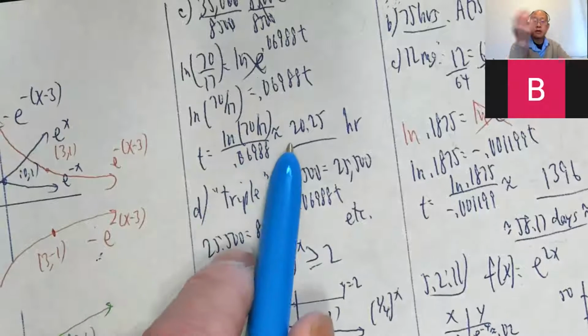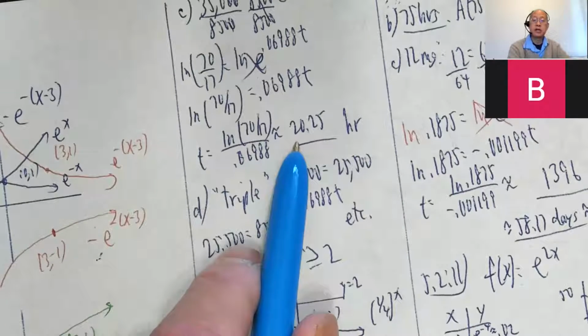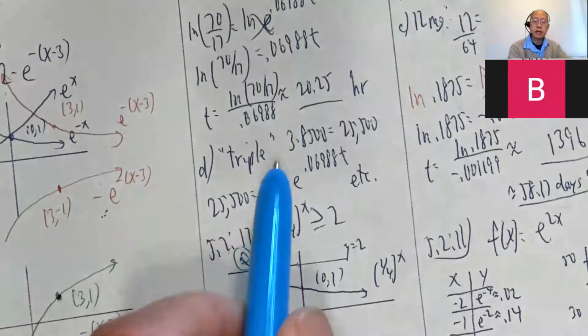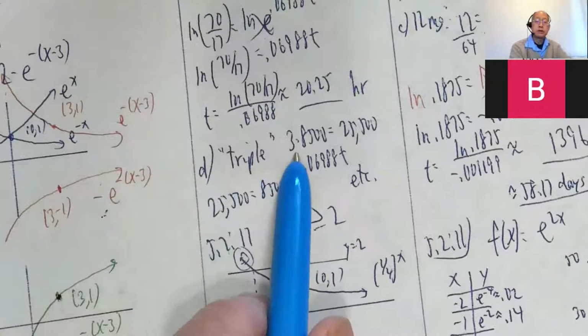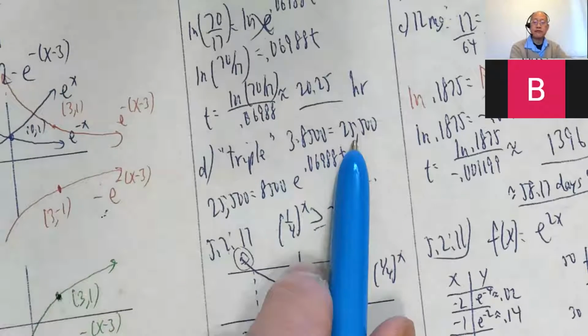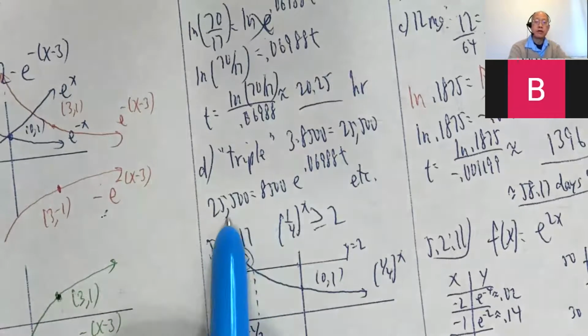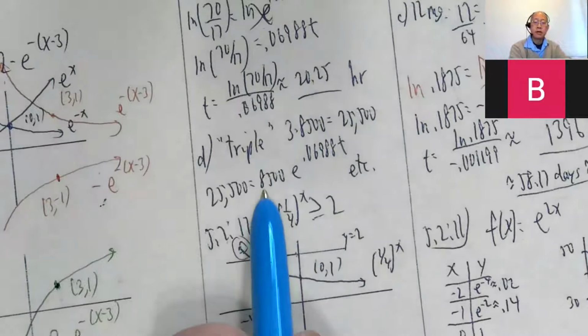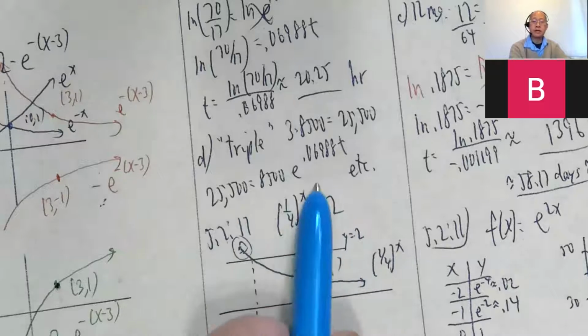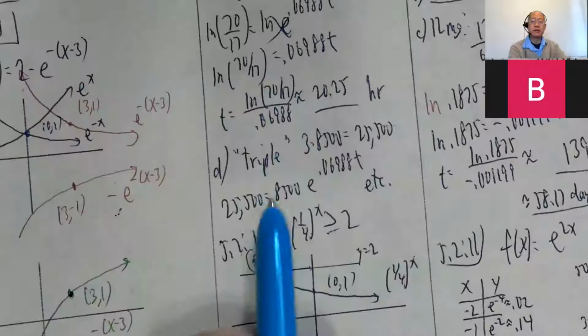Besides, it gives you concretely what that k is, so you can see what the k happens to be. D, triple. Well, triple 8,500 is 25,500. So I plug in 25,500 and I'll just say, etc. The rest is the same. Work it out exactly the same as what you did over here.